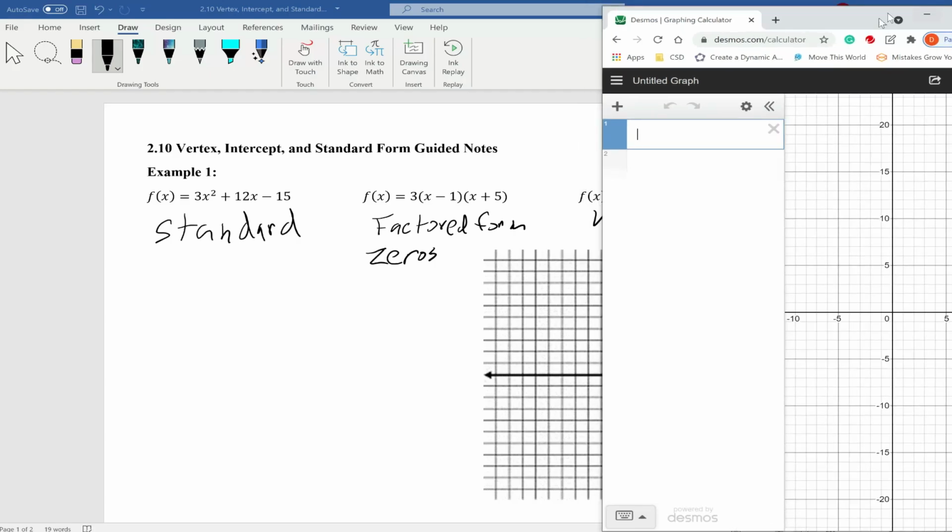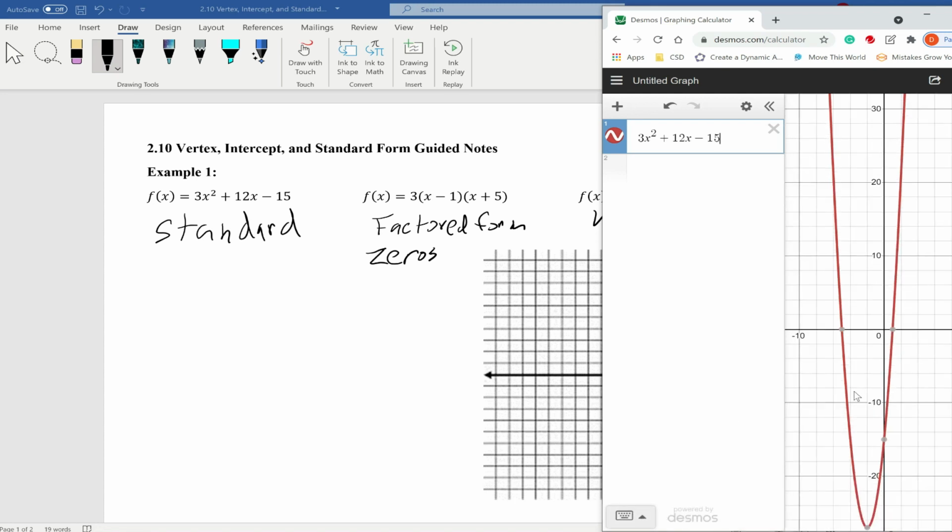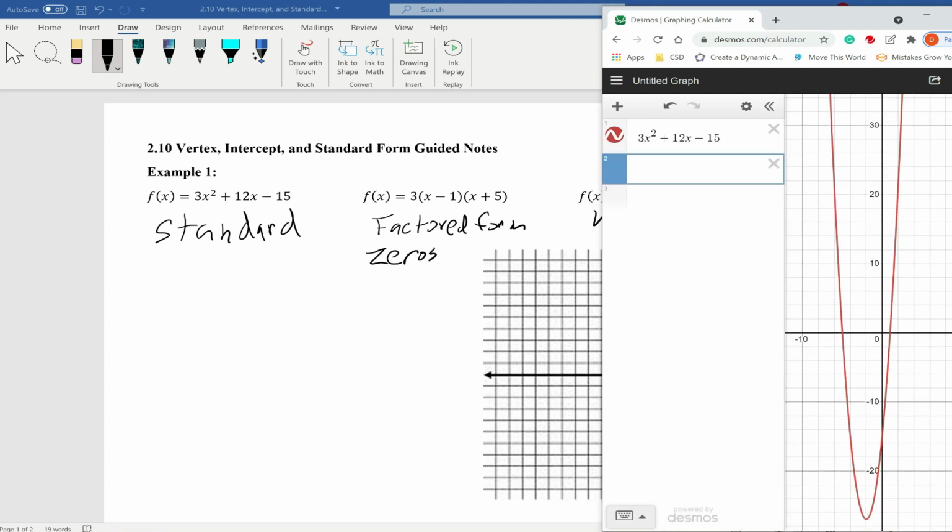So we're going to go to Desmos, and we're going to start graphing. So we have 3x up to the second power plus 12x minus 15. So here's my first graph. Let's graph the next one. 3 parentheses x minus 1, close your parentheses, x plus 5. Interesting, they appear to be the same graph.